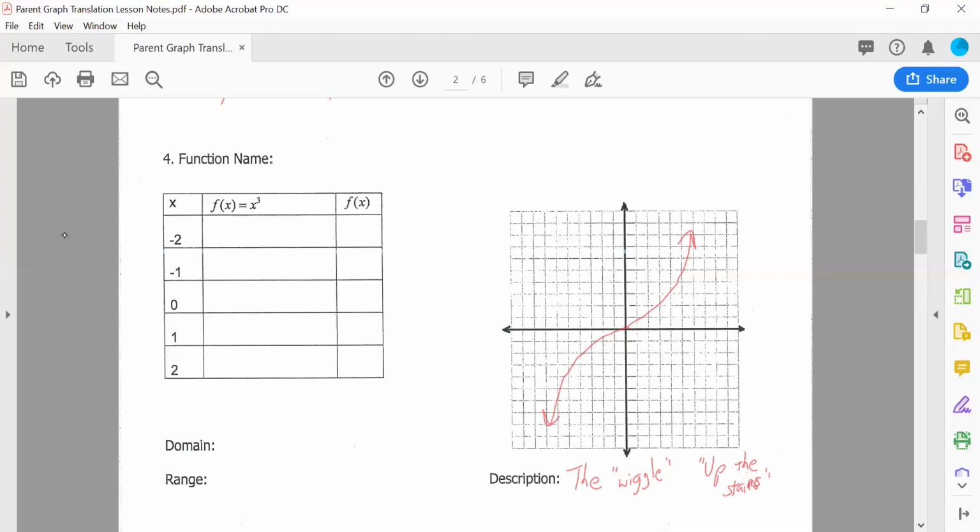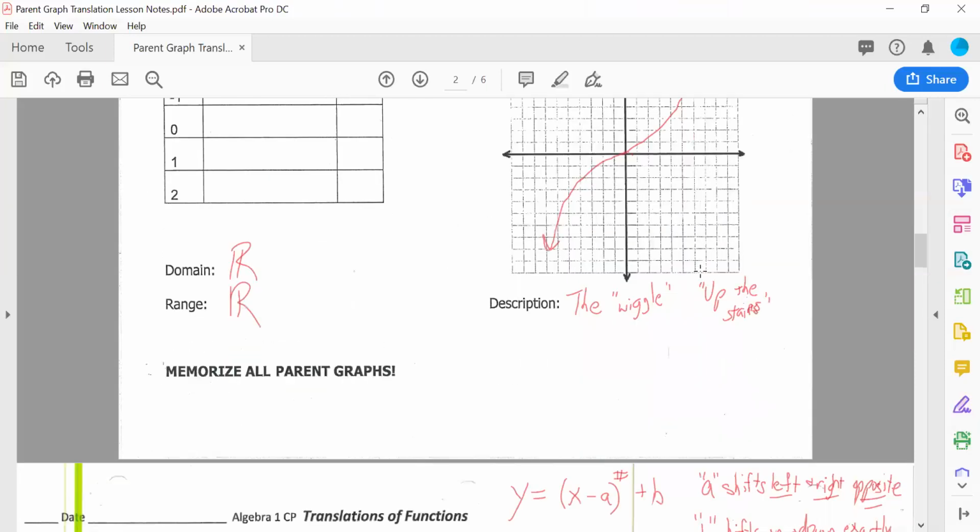Domain. Looks like it's going forever left and right, all reals. Range, it looks like it's going forever down and up, all reals. All righty. So also here, what would y equals negative x cubed look like? Instead of going up and to the right, it's going up and to the left, and then it's going down and to the right. So notice I'm starting my pencil at 0, 0 and going here and then here. So I call this one going down the stairs.